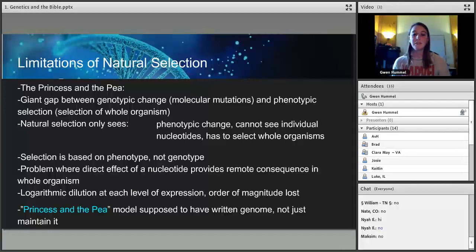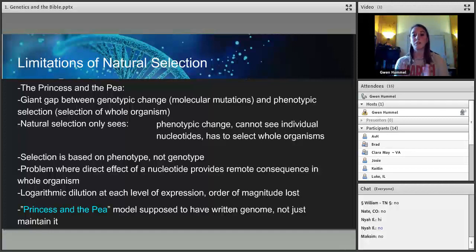And then they have to assume the ability to select for simultaneous traits, so more than one trait, can occur at the same time. And again, this is very reproductively costly to the organism, and the cost of this would prevent it from evolving at all. So these are just a couple reasons that natural selection has difficulty in a real-world scenario of ever finding a beneficial mutation. We also see there's this logarithmic dilution at each level of expression.